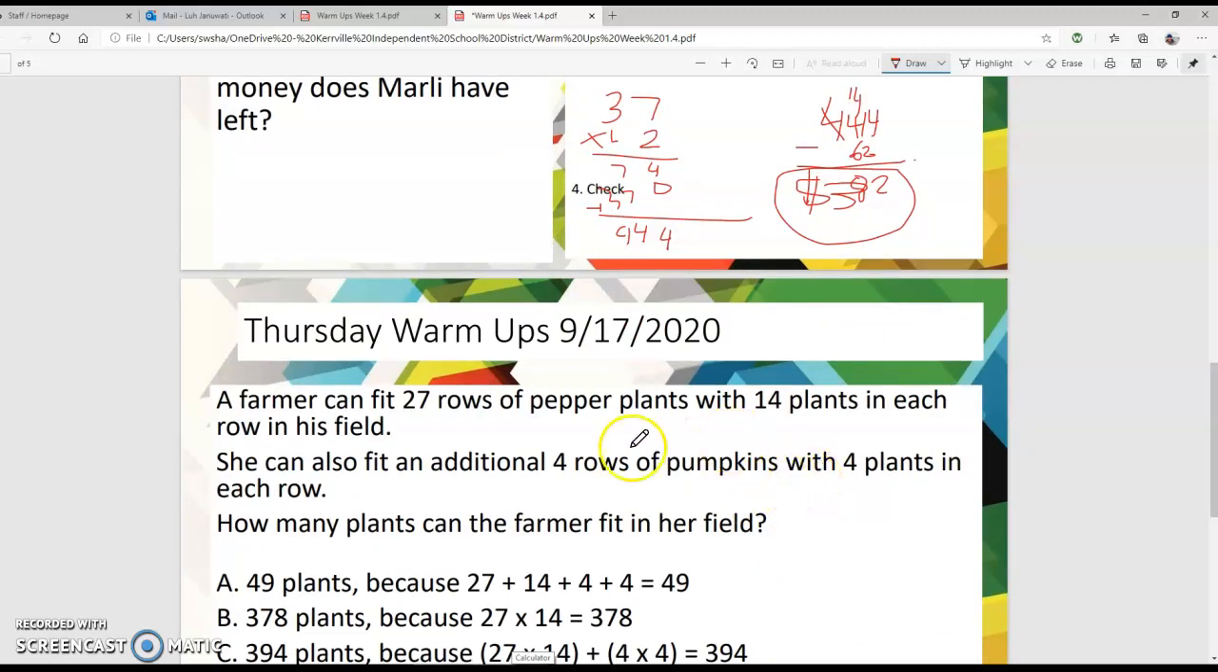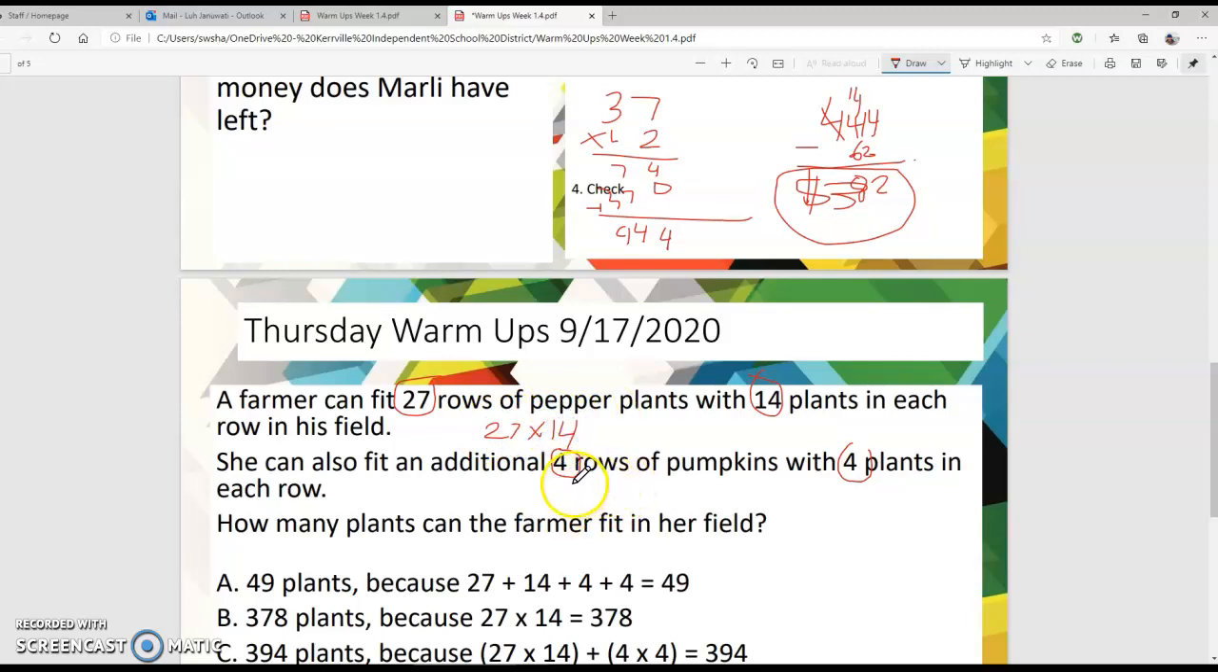A farmer can fit 27 rows of pepper plants with 14 plants in each row in his field. She can also fit an additional 4 rows of pumpkin with 4 plants in each row. How many plants can the farmer fit in her field? This is super easy, right? You have your groups, and this is how much is in each. So you know you need to do 27 times 14.